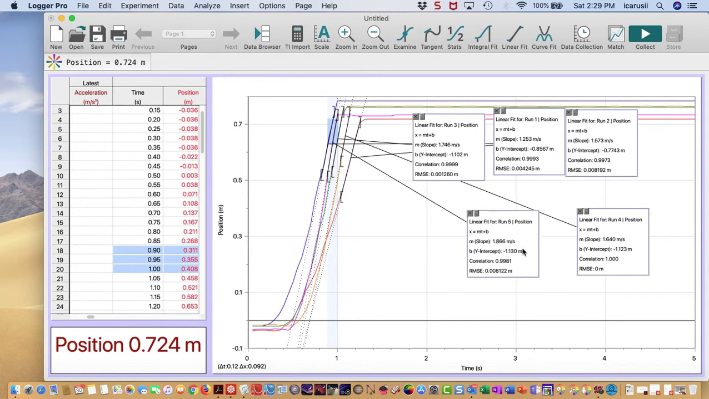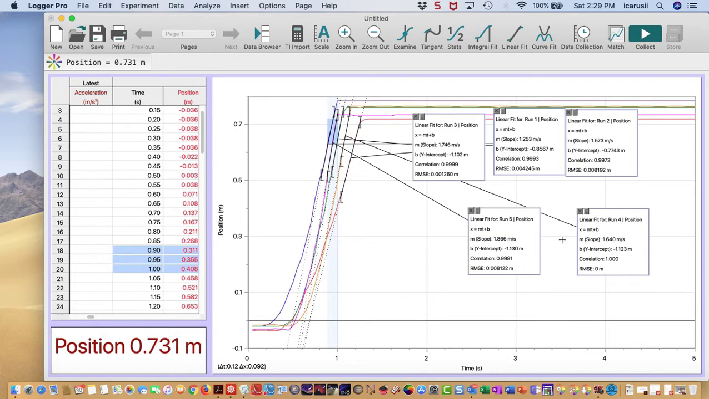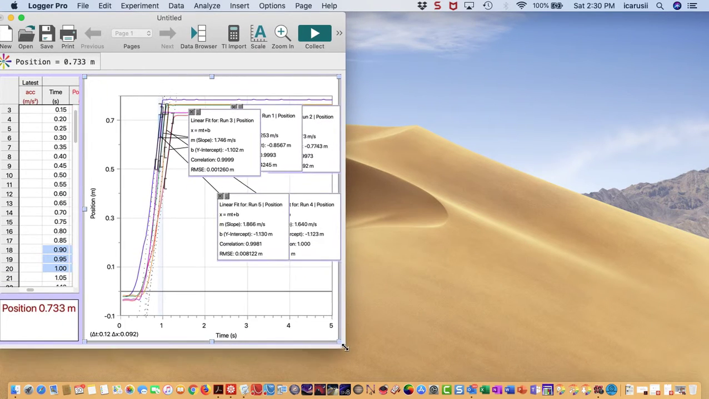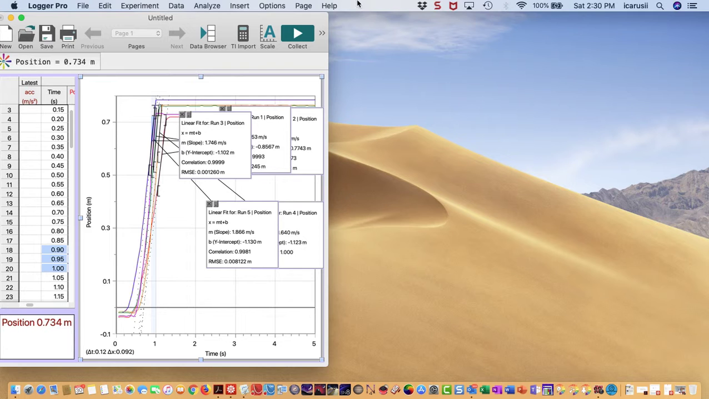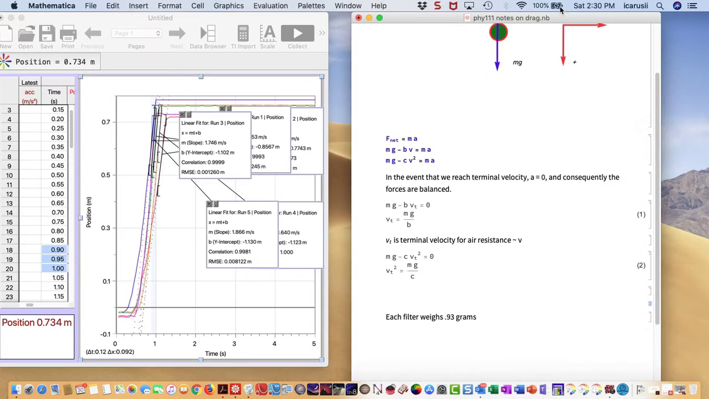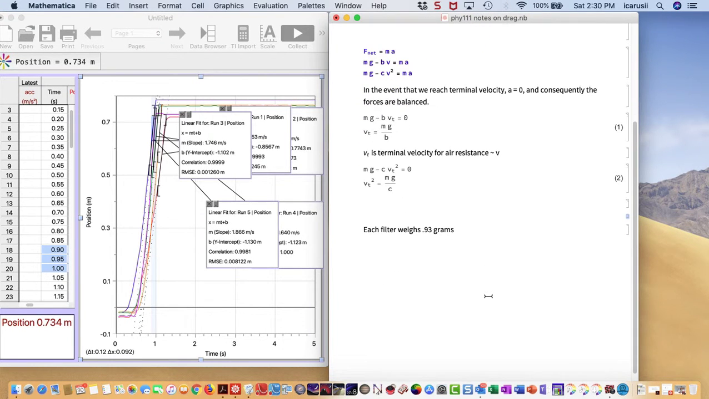So run 5 is this. So here's my data. Now that we have the data up, I am going to copy this and get into that sheet that I'm going to share with you guys on Teams so that you can actually see this data for yourself. And I'll bring up my Mathematica. So there's my notes on drag. Now that I've got the theory, each filter weighs 0.93 grams in this experiment.